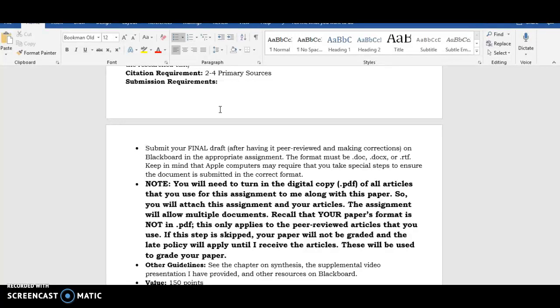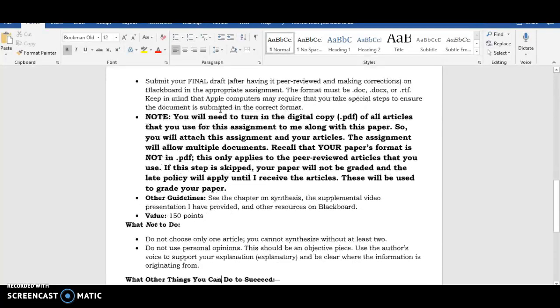It's not fair to other students who are doing their work, doing it on time and following all of the directions, so please don't ask. I hope you can understand that. So, other guidelines.